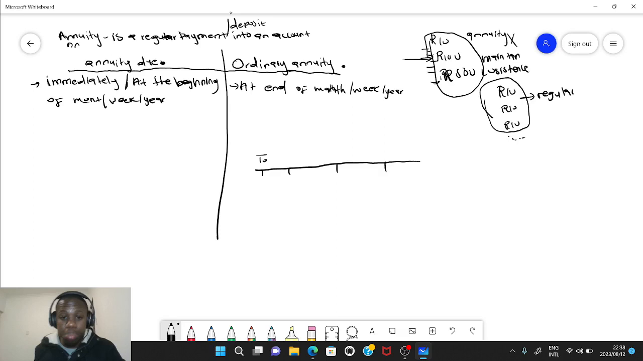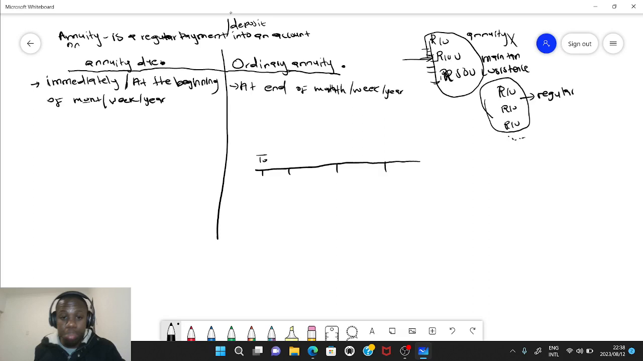Looking at T0, this is the beginning of the month, right? But I'm depositing at the end of every month. So looking here, T0 is the beginning of the month, and T1 is the end of the month. Which means I'm going to start paying at T1, because it is the end of my month.